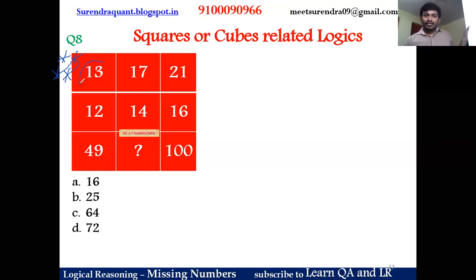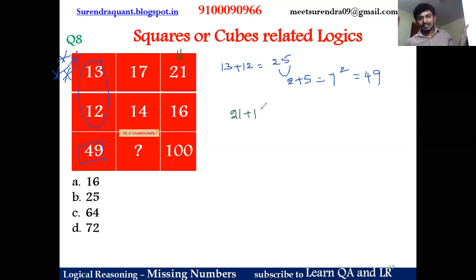Friends, when I take sum of these two, observe, this is one unique question I can say. So 13 plus 12, that is 25, right? What is sum of these two digits? 2 plus 5, 7. If you take square of it, that is 49. So sum of digits and square of it, that is the number. Let us try to check the same by looking into the third column. Friends, 21 plus 16 is 37, and sum of digits 3 plus 7 is 10, and the square of it is 100. It's a very, very special question.